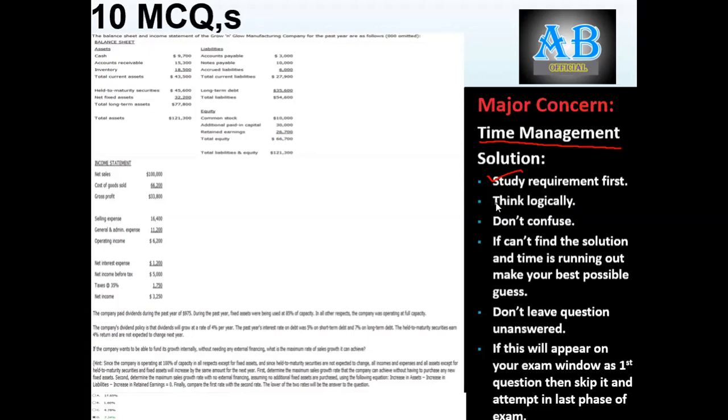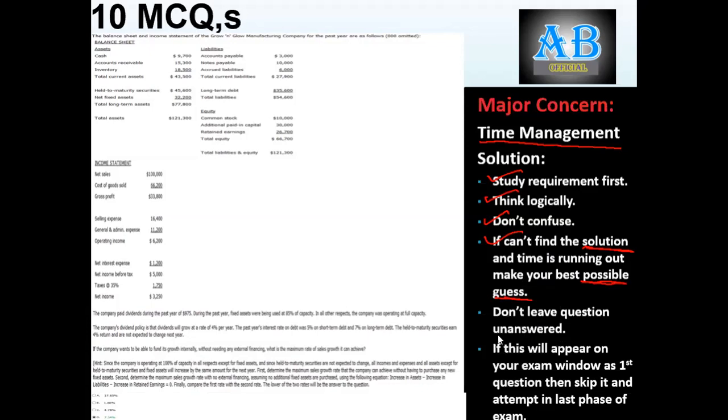Study the requirement first, think logically. By having a logical process in your mind during your exam, you may reach your answer in a quick time. Don't get confused. This is important: if by studying the requirement and overviewing the data of the question, you could not find the answer and your time is running out, you don't need to invest too much time on these types of questions. Then guess your best possible answer.